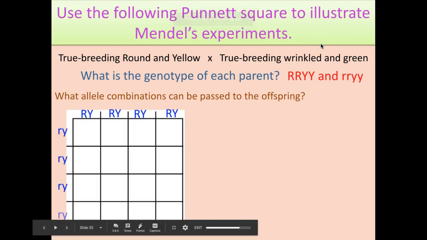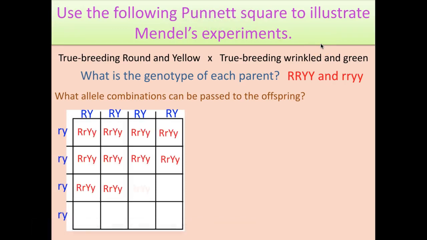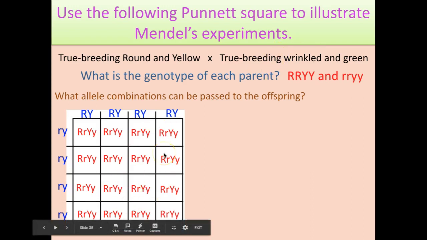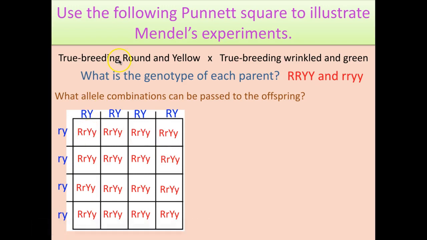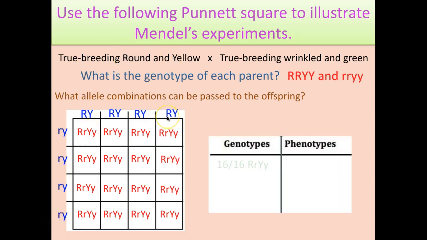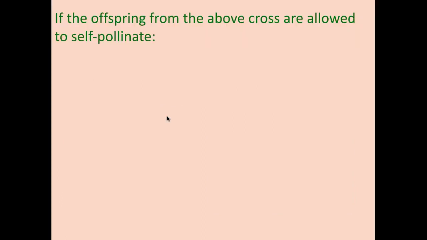Already have drawn this for you. So we're going to have 16 of the exact same genotypes, heterozygous for round yellow seeds. All right. Next, what if we allowed those to self-pollinate?